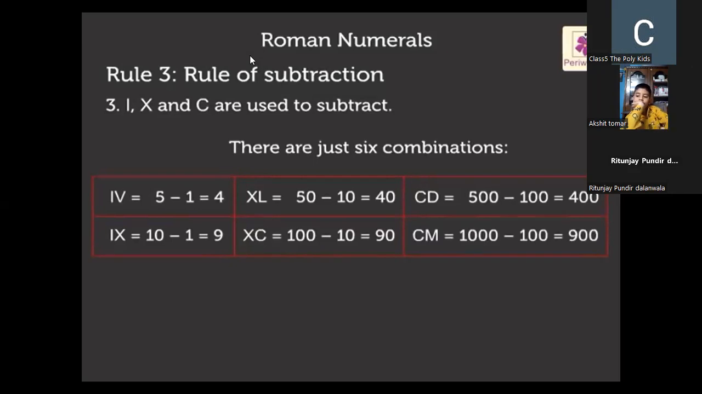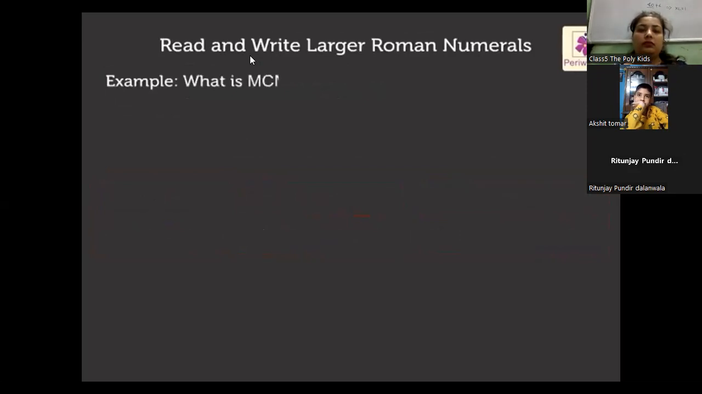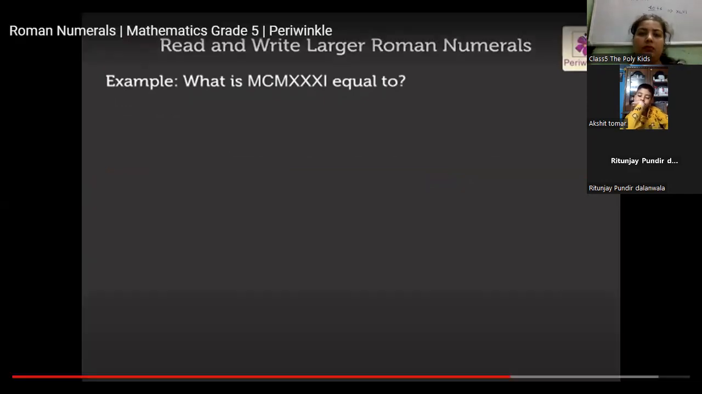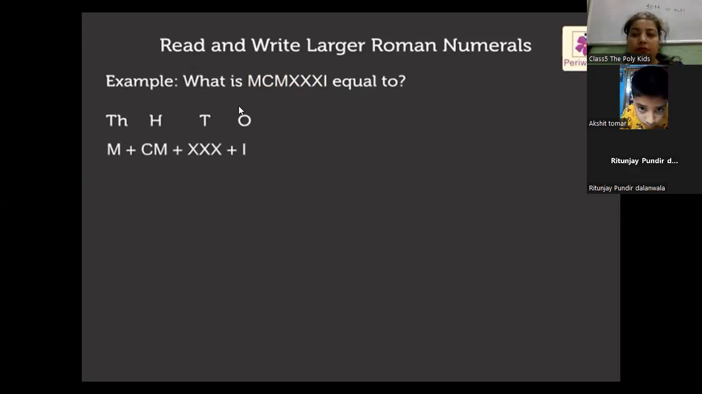Now, if larger Roman numerals are given, how do we read and write them? Look at example 1. What is MCMXXXI equal to? Keeping in mind the rules explained earlier, we first write this number into thousands, hundreds, tens and ones as M plus CM plus XXX plus I in order to solve it further.